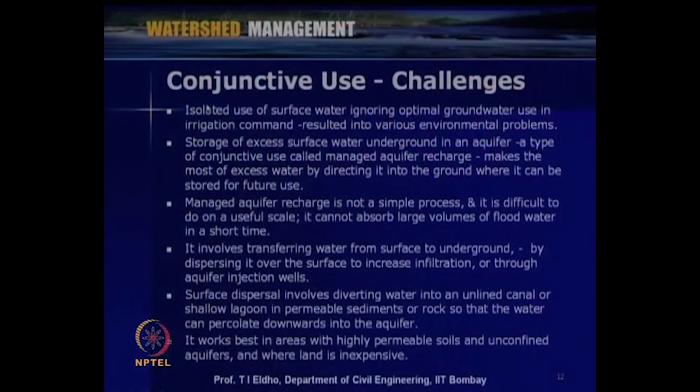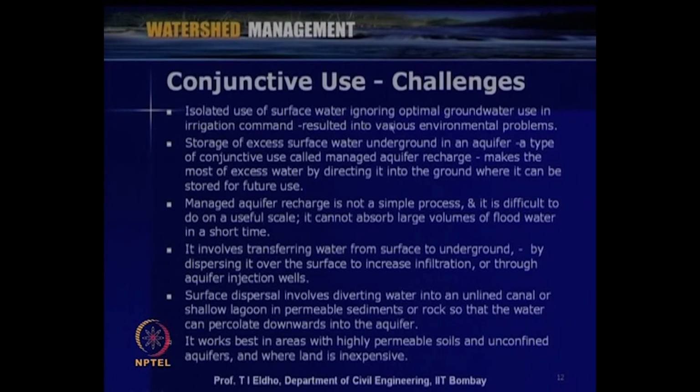Now, based upon this discussion, let us see what the important challenges are as far as conjunctive use is concerned. Some of these issues are listed here. Isolated use of surface water, ignoring optimal groundwater use in an irrigation command, may result in various environmental problems. So, we have to go for an appropriate plan as far as conjunctive use is concerned. Then storage of excess surface water underground in an aquifer is called managed aquifer recharge. This makes the most of the excess water by directing it into the groundwater.